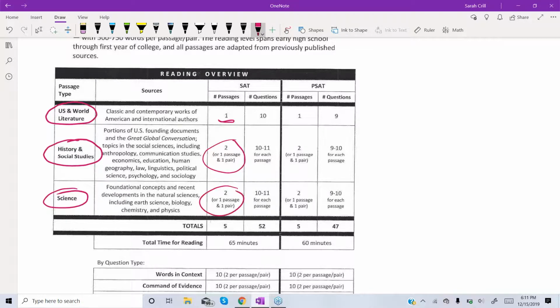So when you see these, either the history and social studies or the science will have a paired passage out of the 4 of them. So paired passages, we'll talk about it a little bit. They are two smaller passages that have something to do with each other that you will answer questions about comparing them and contrasting them and how one author might respond to the other author, things like that.